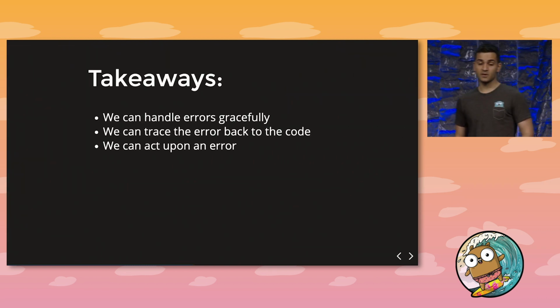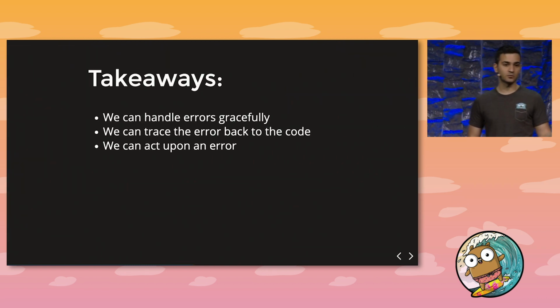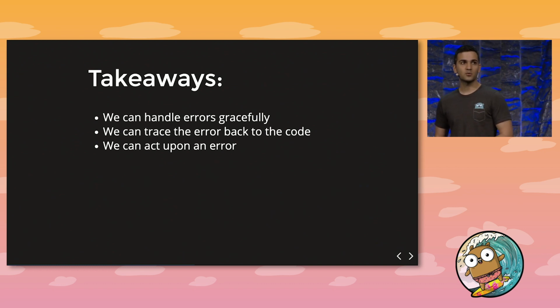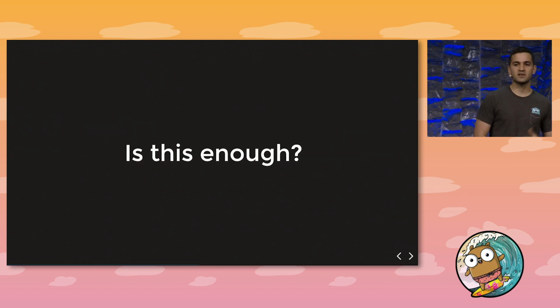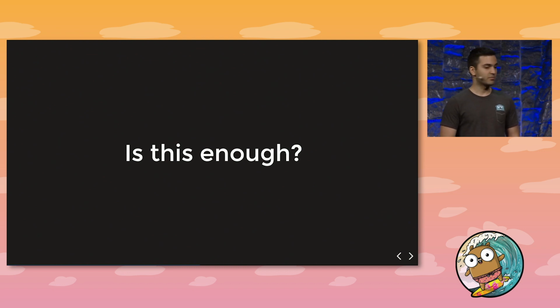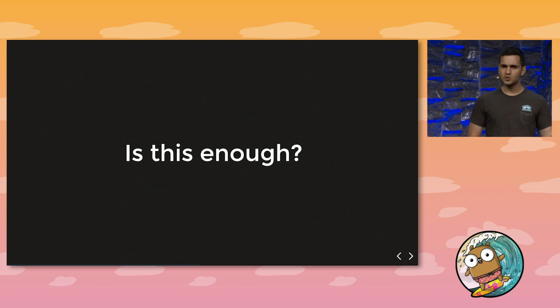And so the takeaway is that we can handle errors gracefully. We don't have to panic everywhere. We can trace the error back to the code, and we can act upon an error. The question you want to ask yourself is, is this enough? And for a lot of simpler programs, certainly. Especially if you're writing a CLI or a simple tool, this is usually more than enough.